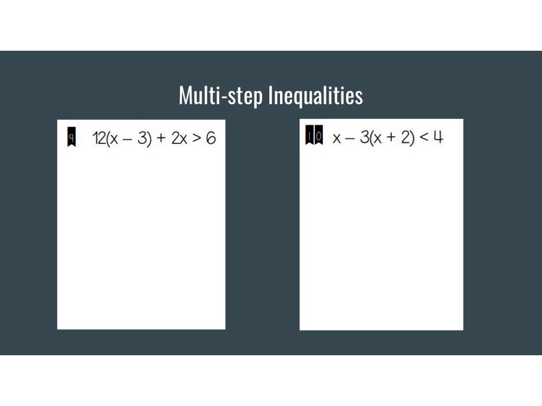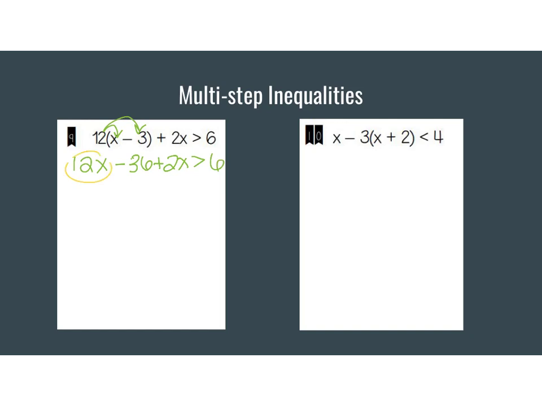Multi-step inequalities. The first thing I'm always going to want to do is distribute. Then I can combine my like terms, get rid of addition and subtraction, and then last but not least, get rid of multiplication and division. So I'm going to distribute. So I'm going to have 12x minus 36 plus 2x is greater than 6.